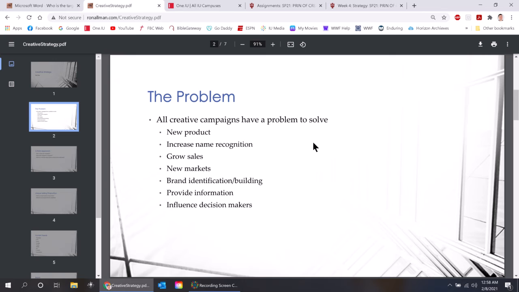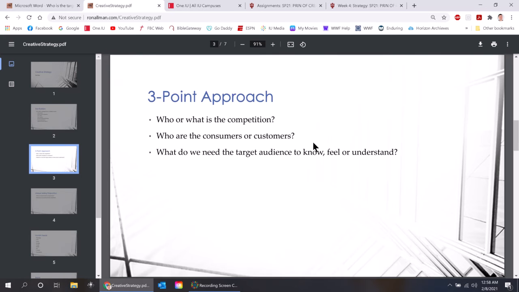There are people who, for a company, buy the paper, buy the copiers, buy the pens. And how do you reach those people? Well, you need to have a creative campaign to solve the problem of how do we get those people's attention so we can sell our product to them. There is one approach that we can take, and that's the 3-point approach.